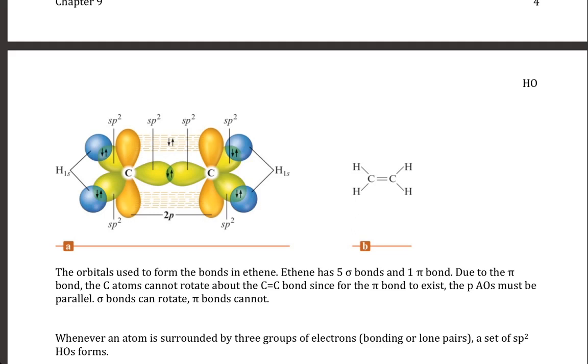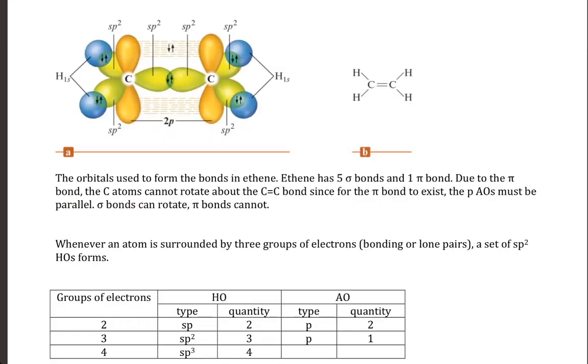So within a double bond, one bond is a sigma bond, one bond is a pi bond. The pi bond is electrons above, below, the sigma bond, electrons between. So we would say ethylene or ethene has 5 sigma bonds and 1 pi bond. Due to the pi bond, the carbon atoms cannot rotate about the CC bond, since for the pi bond to exist, the p atomic orbitals on each carbon must be parallel. So sigma bonds can rotate, pi bonds cannot.